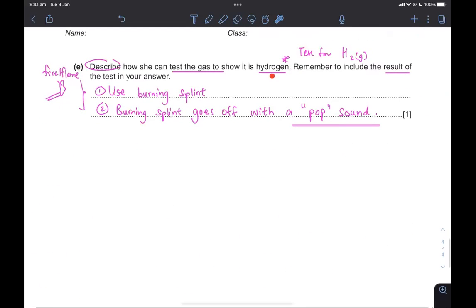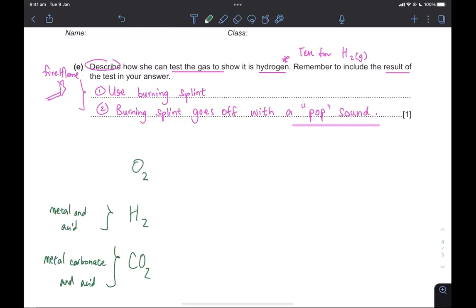Last thing is basically the test for gas. There are altogether 3 different gases: oxygen, hydrogen, carbon dioxide. Hydrogen, you get it from metal and acid, will give you hydrogen gas. Carbon dioxide, you must have carbonate. It's called metal carbonate. So metal cation, carbonate anions, and acid will give you carbon dioxide. This thing, you use lime water. Lime water will turn milky or cloudy.